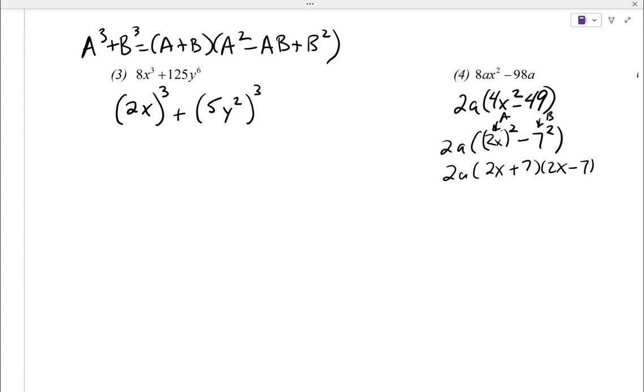All right, so what's playing the role of a now? 2x. What's playing the role of b? 5y squared. There's your b. All right, so now using our formula, what are we going to get for that first factor? Yeah, 2x plus 5y squared. Good. It's the a plus the b.